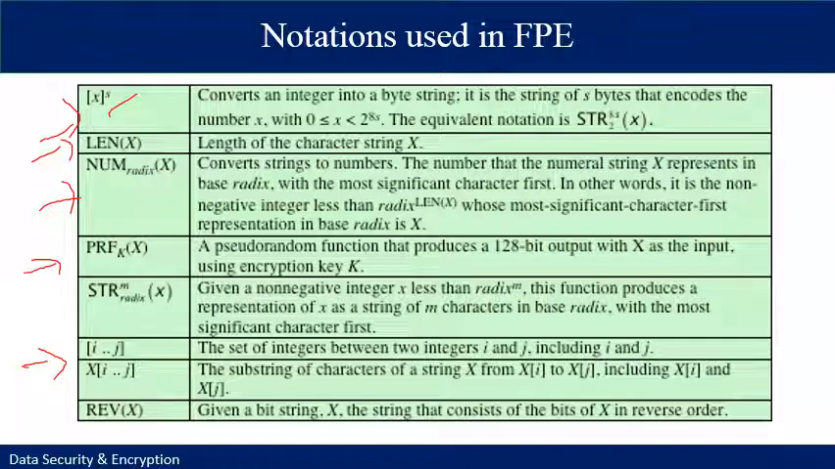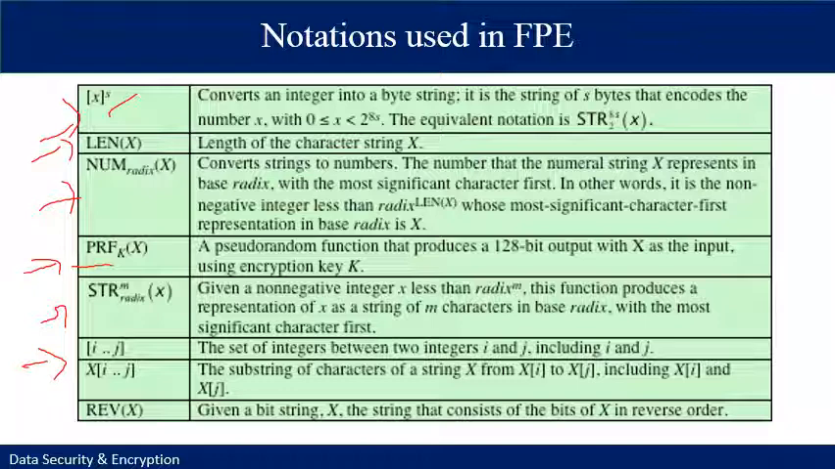The pseudo-random function PRF_K of x produces a 128-bit output with x as input, using the encryption key K. Again, given a non-negative integer x less than the radix raised to m, the function produces a representation of x as a string of m characters in the base radix, most significant character first.